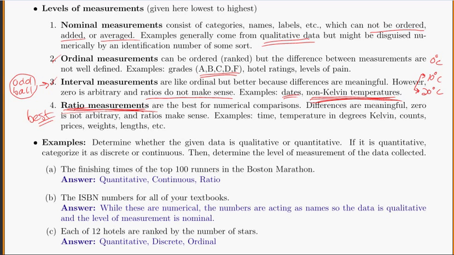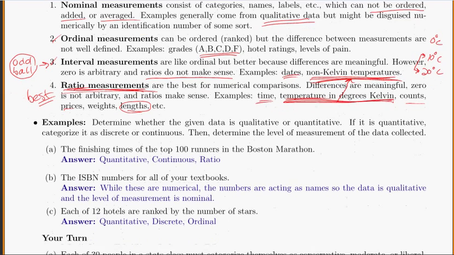And so things like time, temperature in degrees Kelvin, which we hardly ever use, but that's just to distinguish between this group and the interval measurements. Counts, prices, things like that. Where ratios make sense. Length. Something can be twice as long as something else. Right? You can take ratios and they make sense. And if there's a 0 length, that means that's 0, right? So it's not arbitrary.